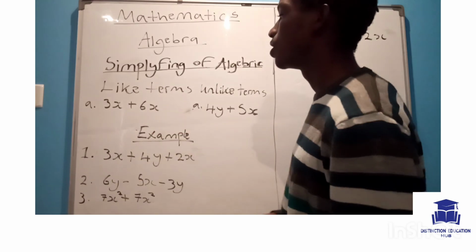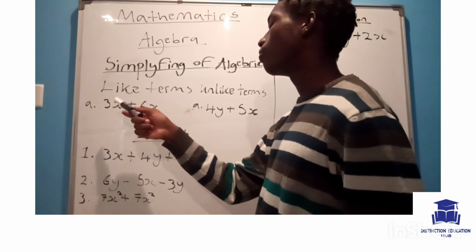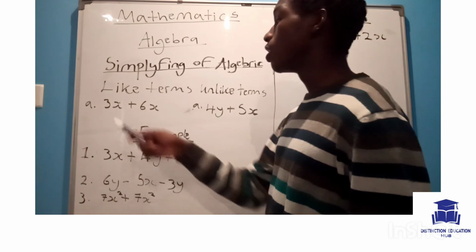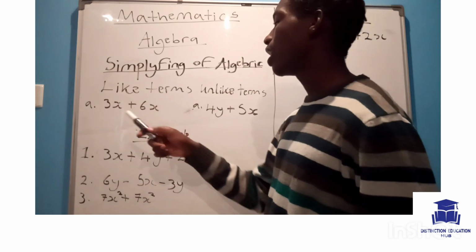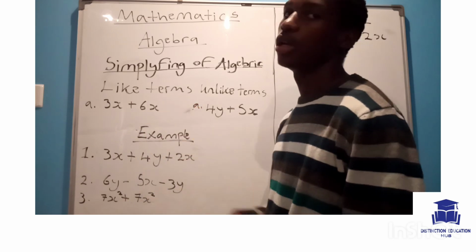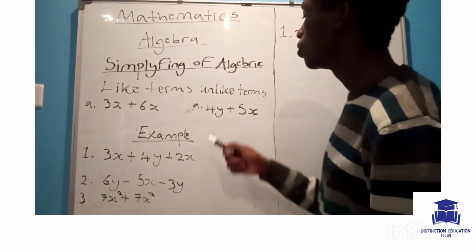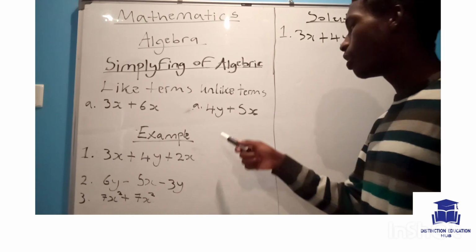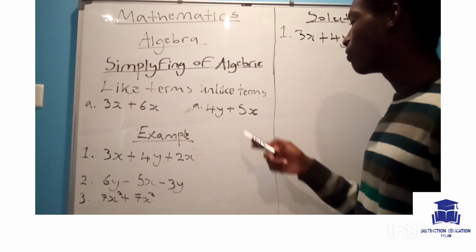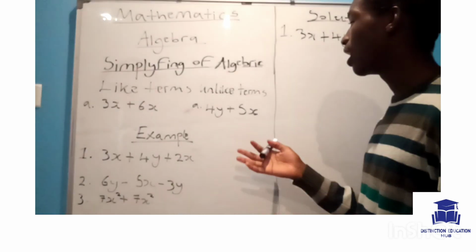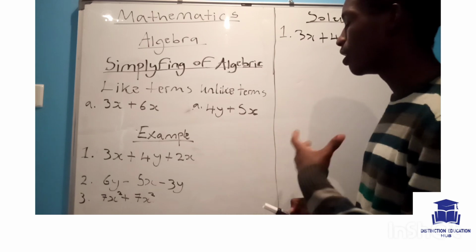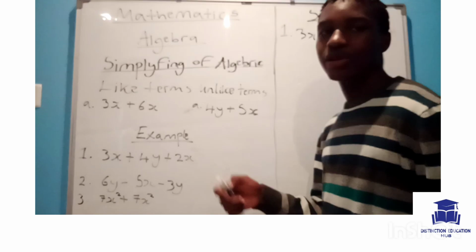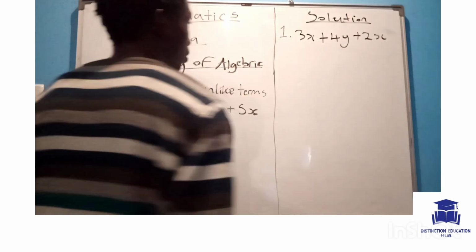When you look at this expression, 3x plus 6x, 3x has a variable of x and 6x has a variable of x. 3x has a power of 1 and 6x has a power of 1, which makes them like terms. When you look at this expression, 4y plus 5x, 4y has a variable of y and 5x has a variable of x. So these are unlike terms because they have different variables. Let's look at some examples.